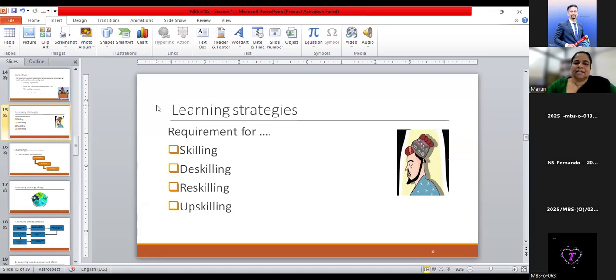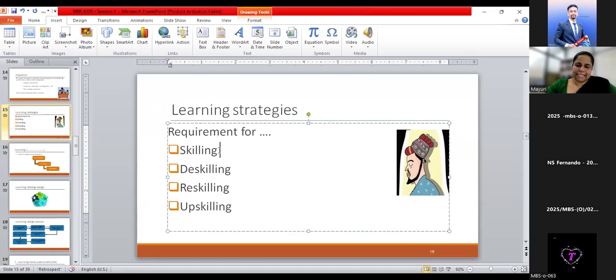Now, I'll first talk about skilling. Skilling means adding a new skill to your existing skill bundle. That existing skill bundle, you are adding a new skill. For example, I don't know how to drive a vehicle, right? So I learn and I obtain my driver's license. So I'm skilling, right?